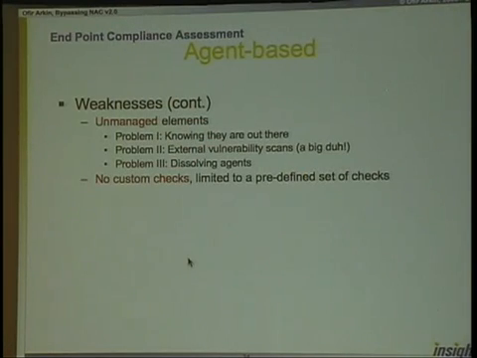So basically, another point before we move on: unmanaged elements pose another big problem for agent-based software. First of all, locating the unmanaged elements, knowing who they are. Second of all, most of the solutions today use some kind of vulnerability assessment capability in order to assess the security of that element. Who can tell me why this is a really, really bad idea? Oh, come on, that's easy.